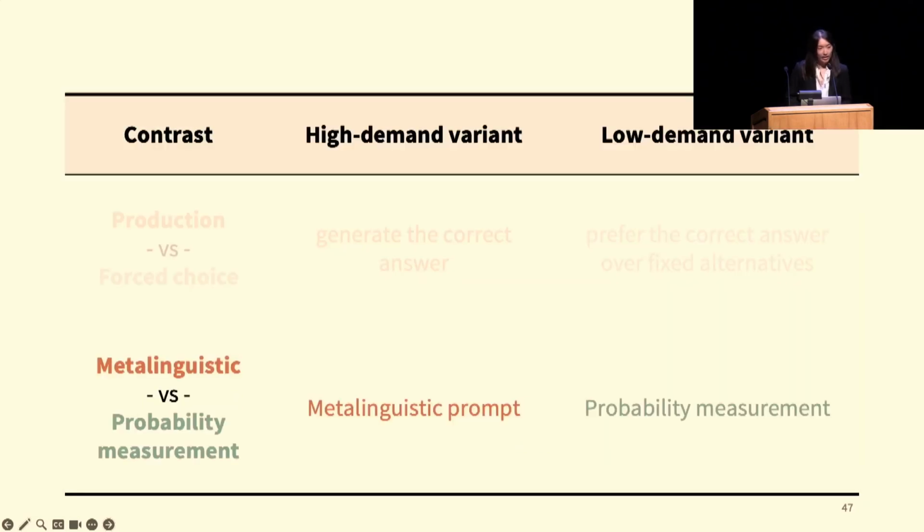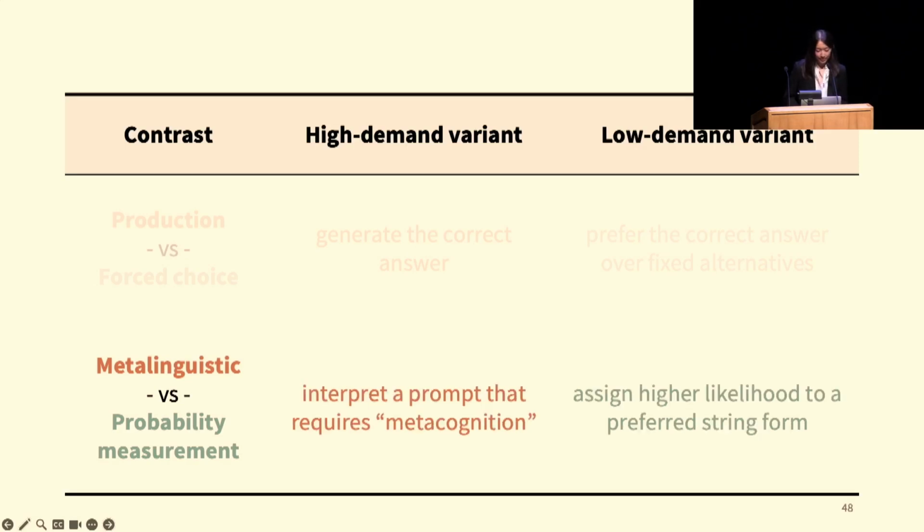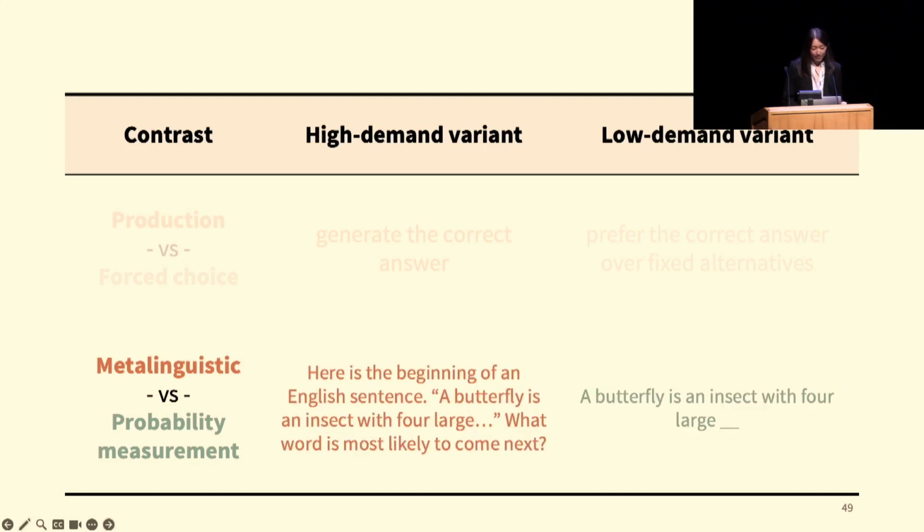Our second evaluation contrast is the difference between metalinguistic prompting and direct probability measurements. In our prior work, we've shown that when we're probing language models' linguistic knowledge, models tend to fail when the task is formulated through a prompt that requires some kind of metalinguistic or metacognitive judgment, but they succeed when the task is just to assign higher likelihood to a preferred string form. So what do I mean by that?